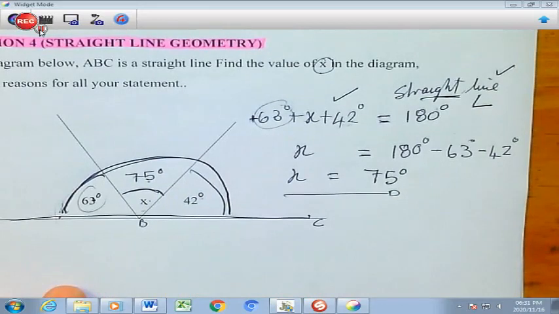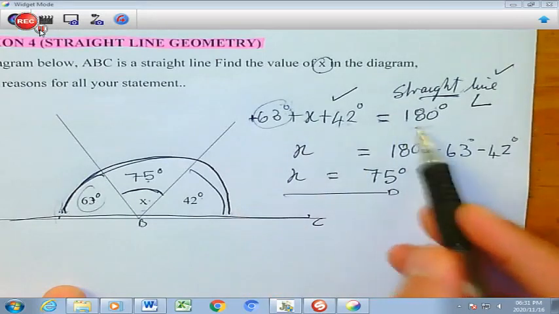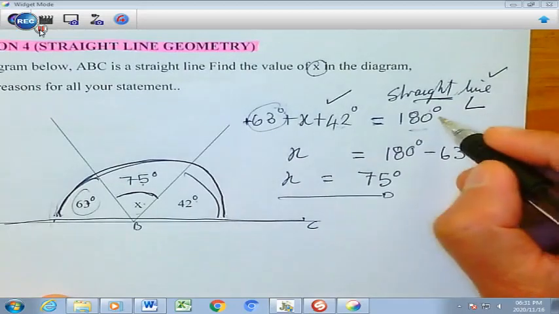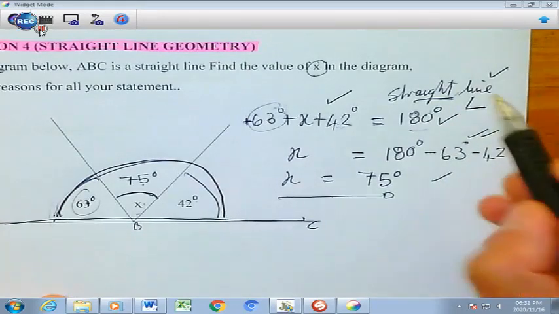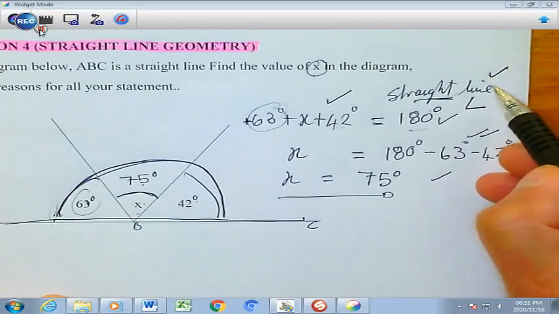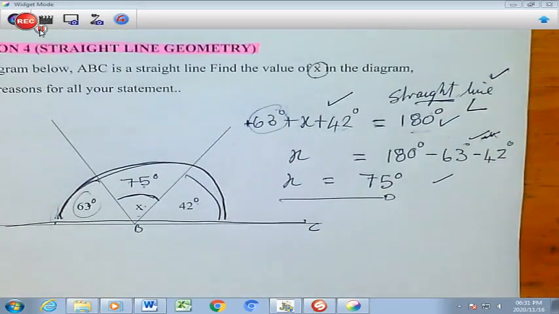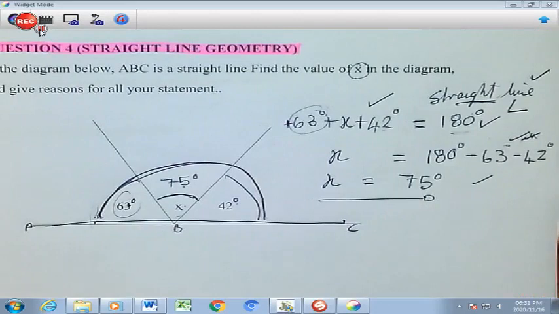So we need to check. If you say 75 plus 63 plus 42, it should amount to 180 degrees, which we have here. Okay, so that is a 4-mark question. I just need 1 mark here for the formula, 1 mark for the reason, and then 1 mark would be for the calculation and the answer. Okay, that is basically what straight line geometry is all about.